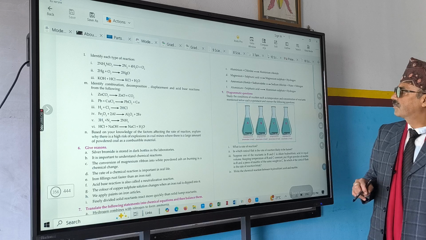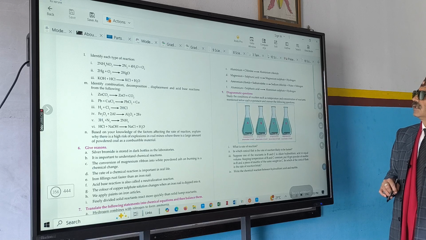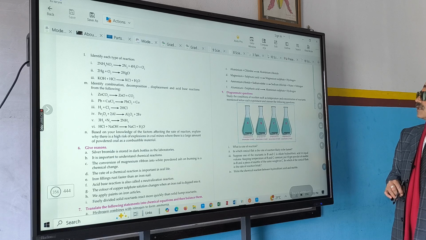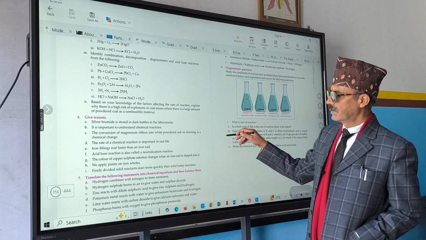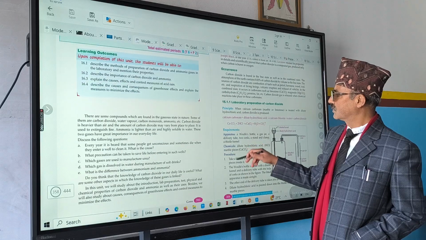Magnesium plus sulfuric acid gives magnesium sulfate plus hydrogen. Ammonium chloride plus sodium nitrite gives sodium chloride, water plus nitrogen. Aluminium plus sulfuric acid gives aluminium sulfate plus hydrogen. Now next question.